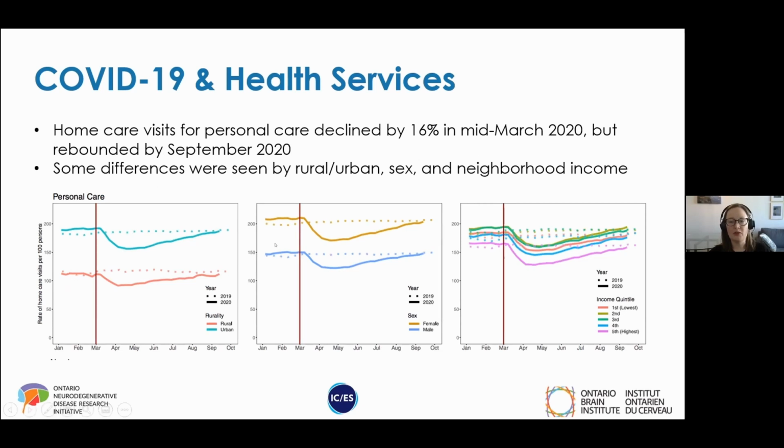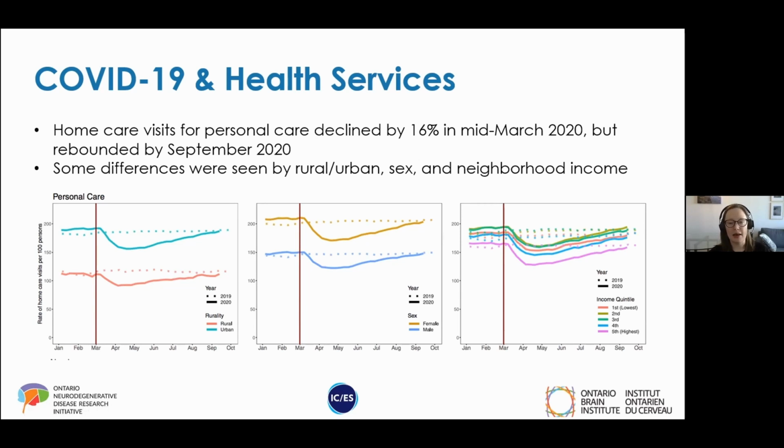In the three graphs, we've separated these trends by different groups of people with dementia. So we've shown people living in rural and urban areas on the left-hand side, people of different sex, so males and females in the middle, and people residing in different levels of income neighborhoods shown on the right-hand side.